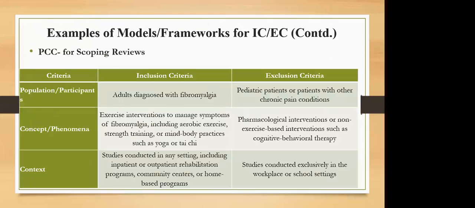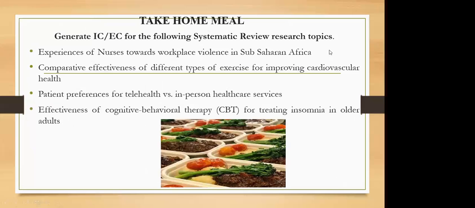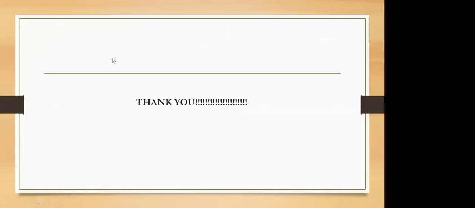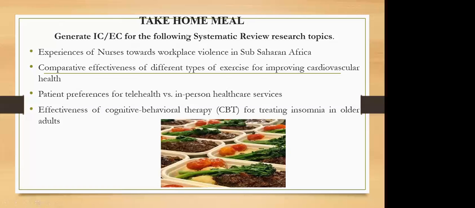So here are the take-home meals. These are topics that I want us to practice. I will need us to identify the appropriate model for this research question or topic on experiences of nurses towards workplace violence in sub-Saharan Africa. We need to formulate which model is appropriate for this. What type of study is this, and what model is going to be appropriate depending on the nature of the topic?